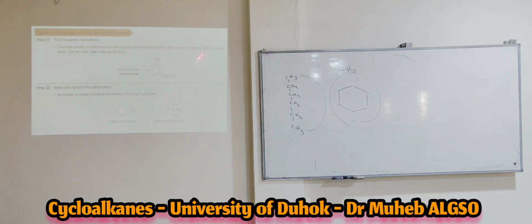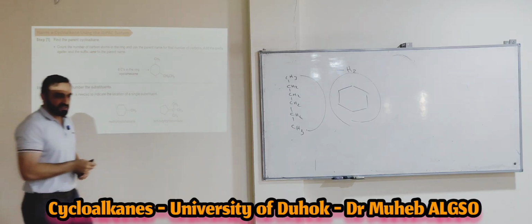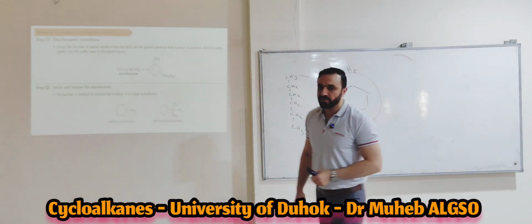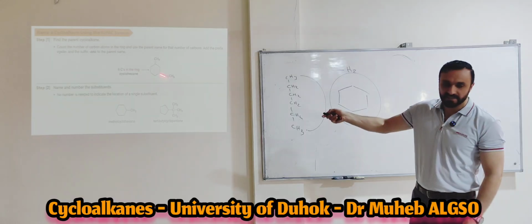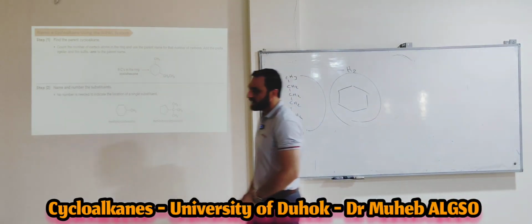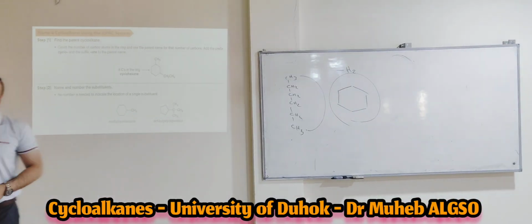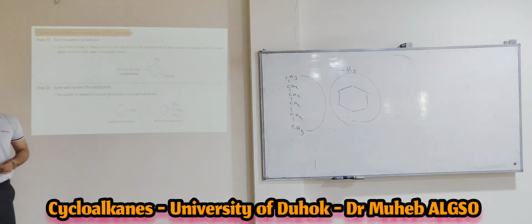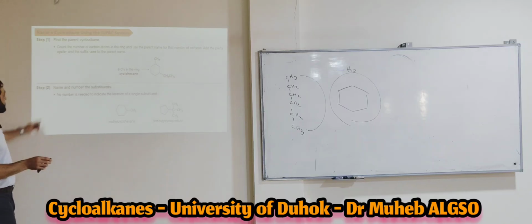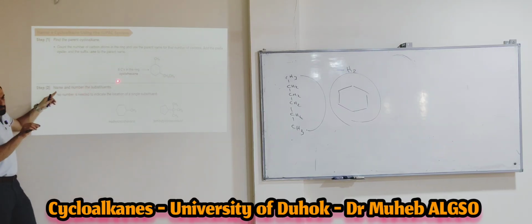Then add the prefix cyclo and the suffix ane to the parent name. So if you have hex, it will be what? Hex, that means 6 carbon atoms. It will be cyclohexane. Why? Because it is saturated. If you have, for example, a double bond here, it will be cyclohexene, but it is not our subject now, the alkene. We just talk about cycloalkanes. They are saturated.